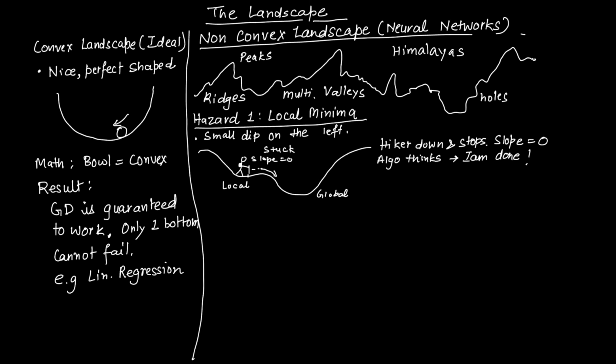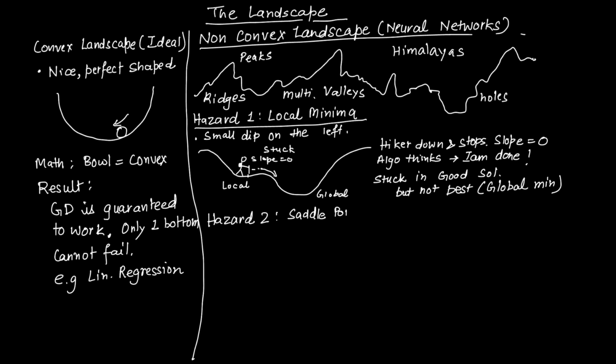But look over there to the right. There is a much deeper valley, the global minimum. The hiker is stuck in a local minimum. They found a good solution, but not the best solution. This is even more common in high dimensions, like 10,000 dimensions.